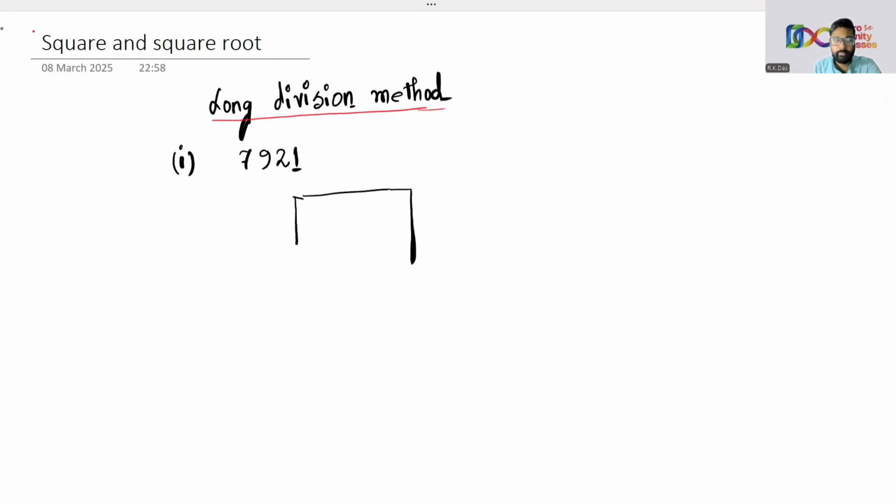Inside this box we are going to write the number 7,921. Now we have to make pairs, but we must keep in mind that we must make the pairs from the end of the number. The pairs start from the end of the number like this. 21 is a pair and 79 is a pair.